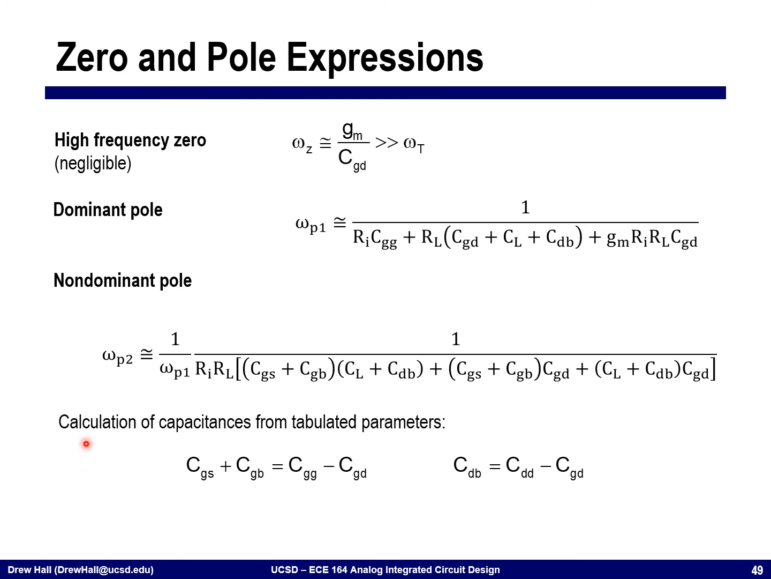We can then calculate the capacitances from our parameters. We know that CGS plus CGB is equal to CGG minus CGD. Again, CGG is all of the gate capacitance, so anything that touches this gate. So CGG itself is defined as CGS plus CGB plus CGD, and CDD is everything that touches the drain node, which is CDB plus CGD.